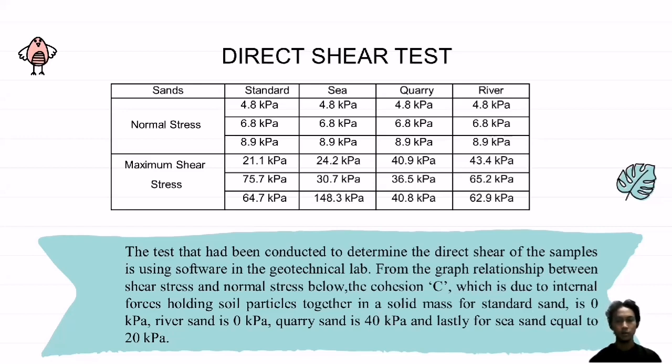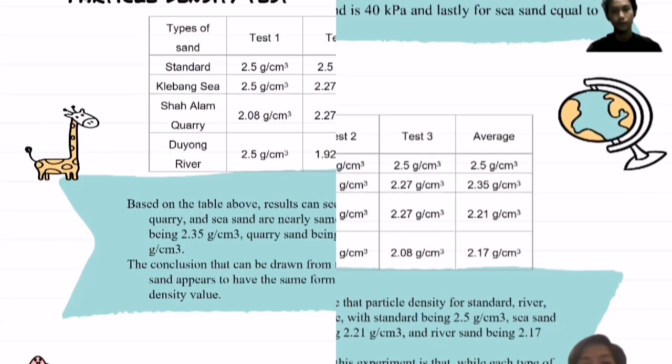The test was conducted to determine the direct shear of the sample using software in the geotechnical lab. From the graph of the relationship between shear stress and normal stress below, the cohesion C, which is due to the internal forces holding soil particles together in a solid mass, for standard sand is 0 kilopascal. River sand is also 0 kilopascal. Sea sand is 40 kilopascal, and lastly, quarry sand equals 20 kilopascal. For the graph, we can see it in the full report.